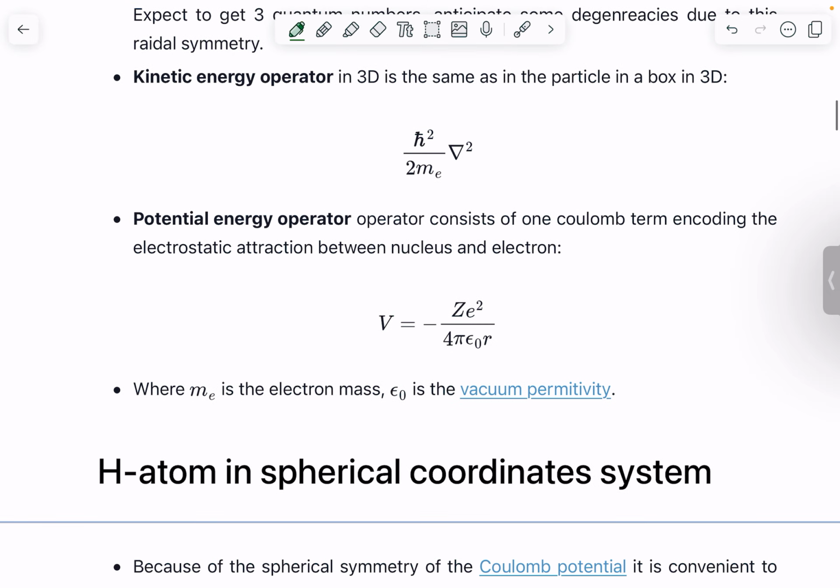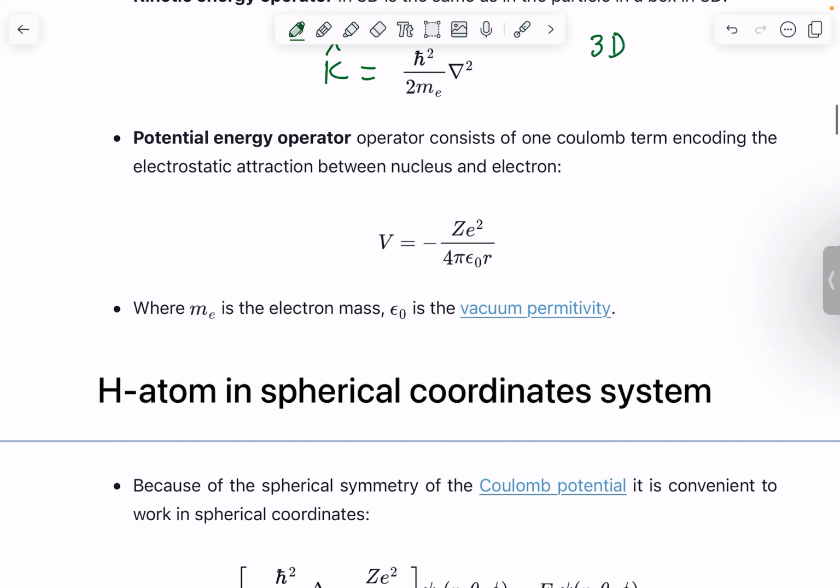All right, so what's the recipe that we've used in quantum mechanics so far? The recipe is to write down the classical Hamiltonian, and then replace everything with operators. First we look at the kinetic energy. Kinetic energy looks exactly the same as what we've seen in the particle in a box, in particular the particle in a 3D box. So if there were no other potentials, the hydrogen atom wouldn't be so different from the particle in a box.